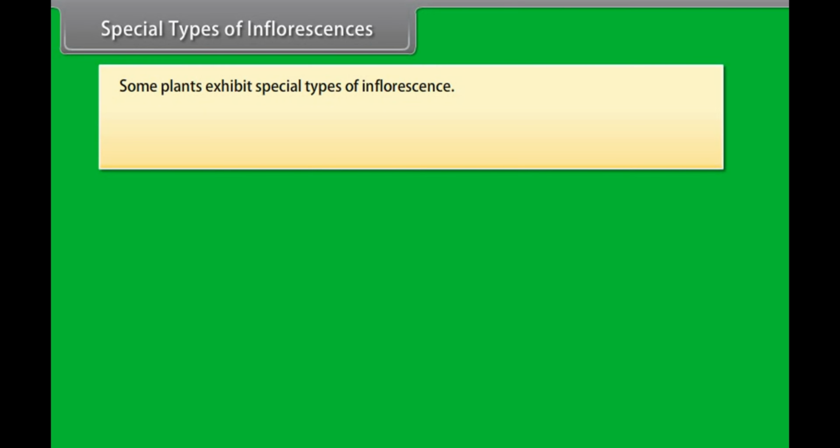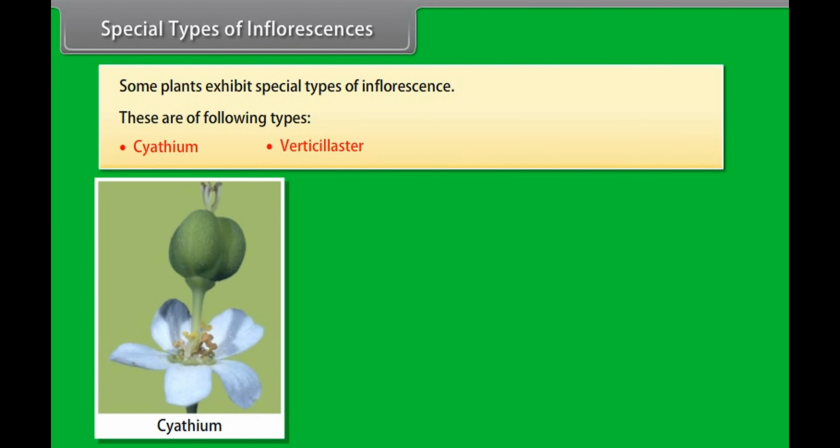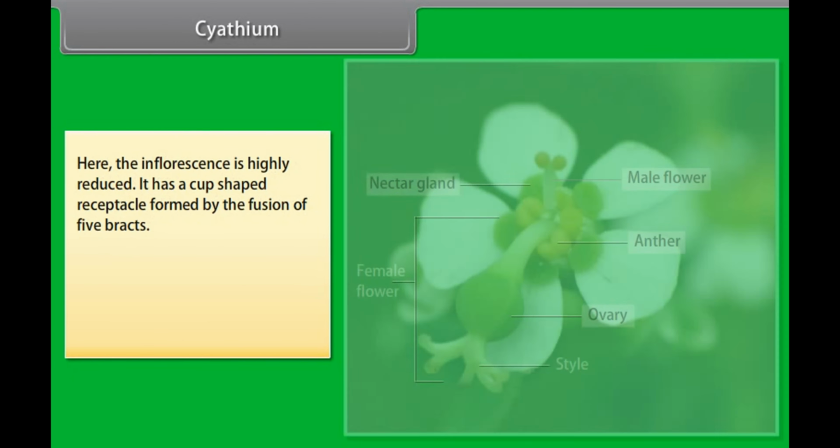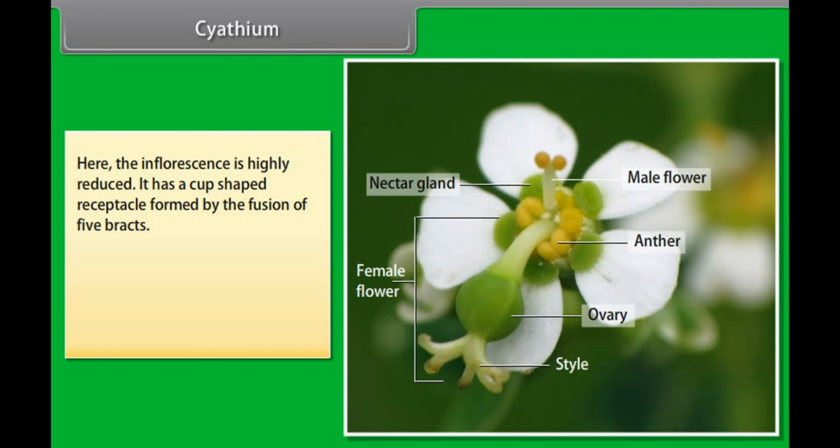Special types of inflorescences. Some plants exhibit special types of inflorescence. These are the following types: Cyathium, Verticillaster, Hypanthodium.